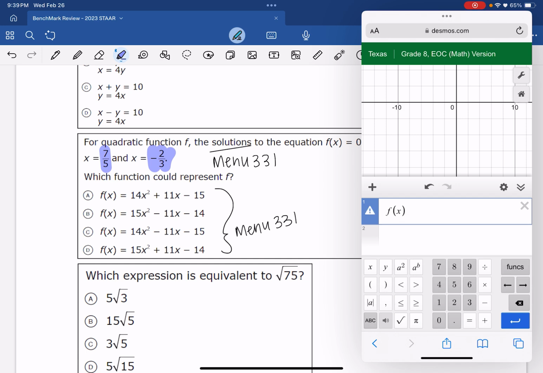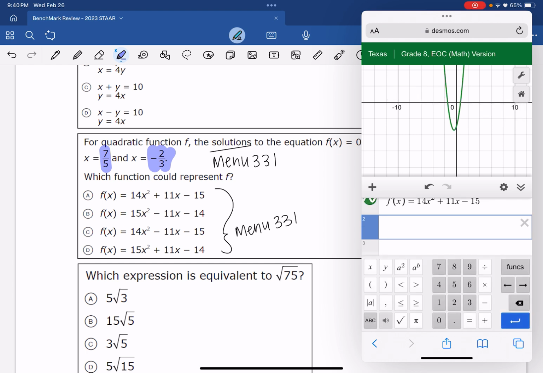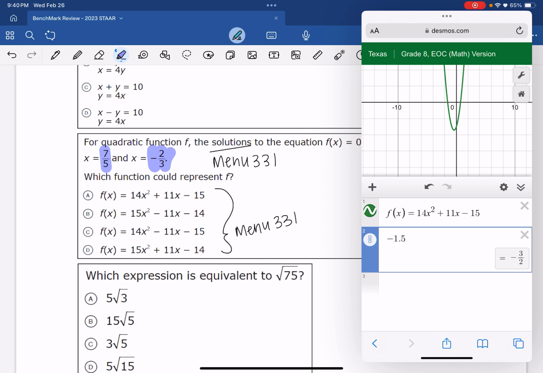And you can use Desmos with this because remember, a solution is where it crosses the x-axis. So if I have 14x squared plus 11x minus 15, you're going to look and see where they cross the x-axis, which is -1.5, or as a fraction, -3/2. So we definitely know that A is not our answer because -3/2 is not one of the options. Just be aware that you can use menu 331 on these and just put your answer choices in there, or you can use Desmos.